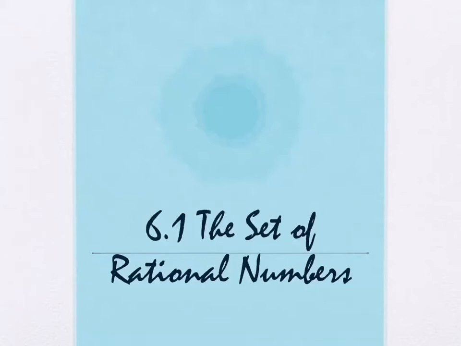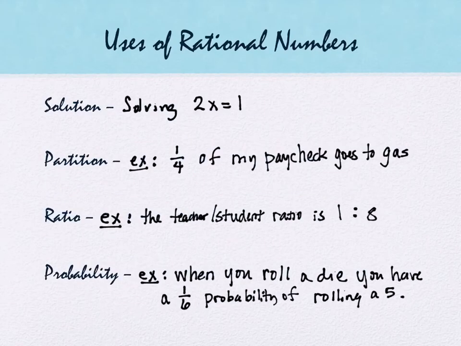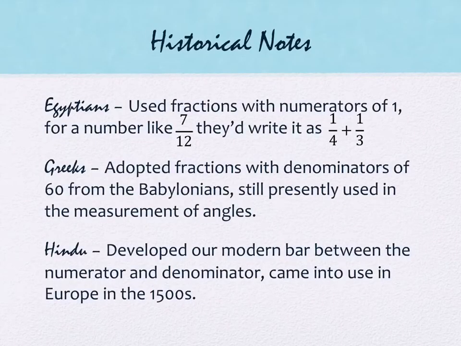Last time we started section 6.1, the set of rational numbers, and we took a look at a little bit of vocabulary and different pictures or imagery of how we can represent fractions. Today we're going to take a look, starting with some historical perspective.